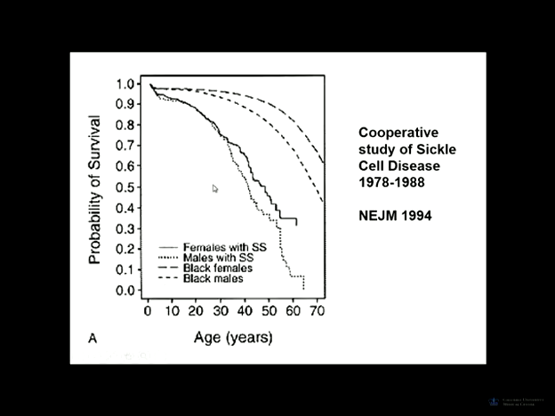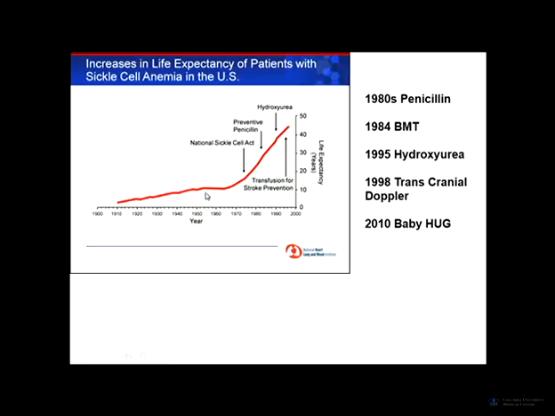So the 50% or the median survival for patients with sickle cell disease is somewhere in their 40s or 50s. And this was using therapy which was standard in 1978 to 88. There's been some improvement in survival since that time. And this shows you the increase in life expectancy with time.